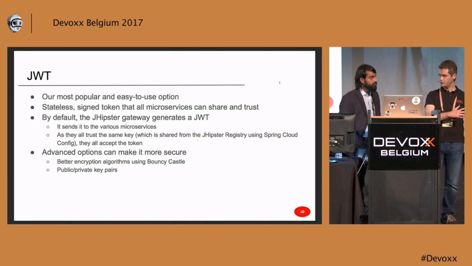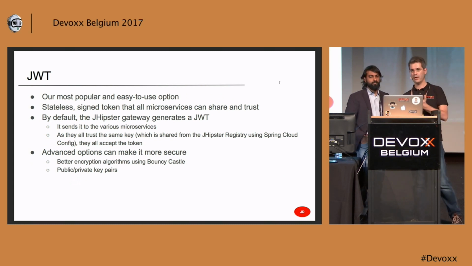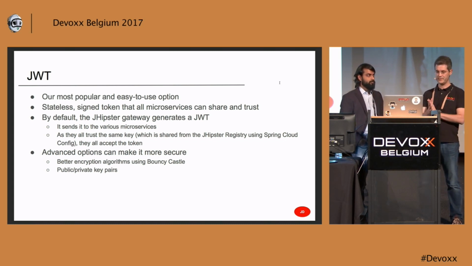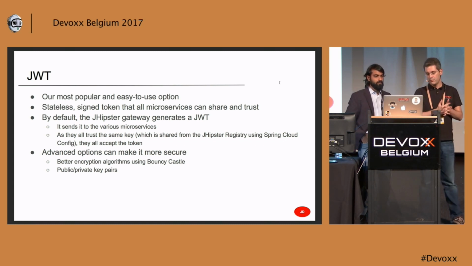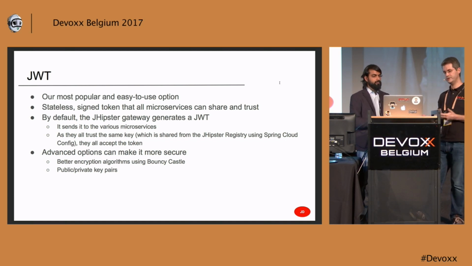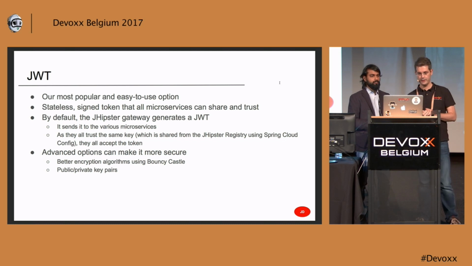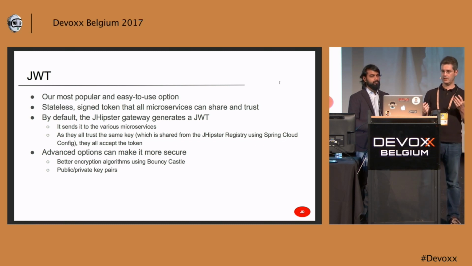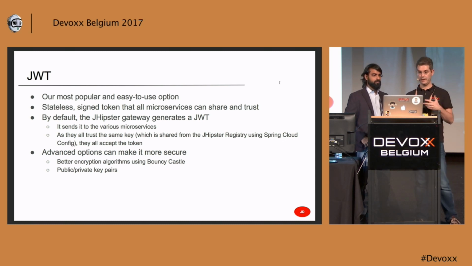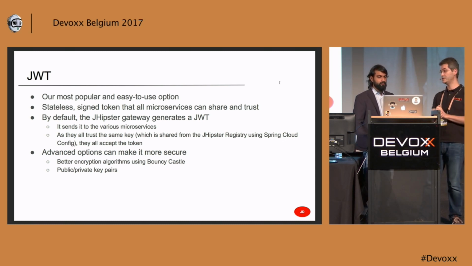So HTTPS was just the protocol. Now, how do we secure our architecture? We've got three main options for microservices with JHipster. The first one, which is the most popular, but because it's the oldest one, it's also the easiest one, is the JSON Web Token. It's totally stateless. You've got a signed token that all microservices and gateways share and trust. So it's very easy to understand.